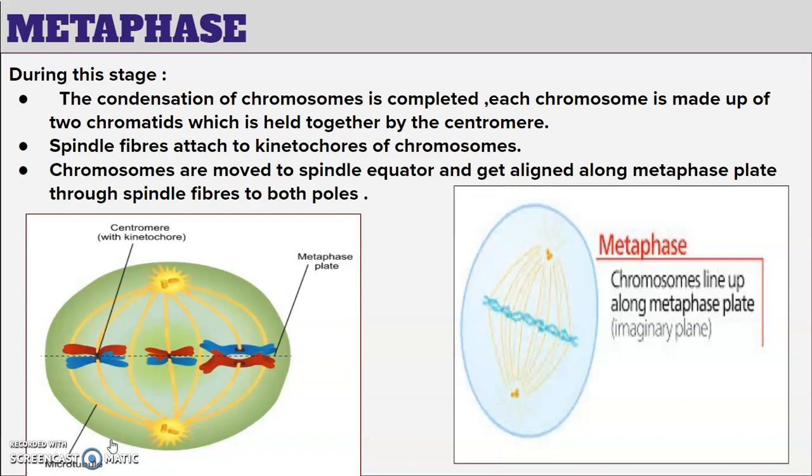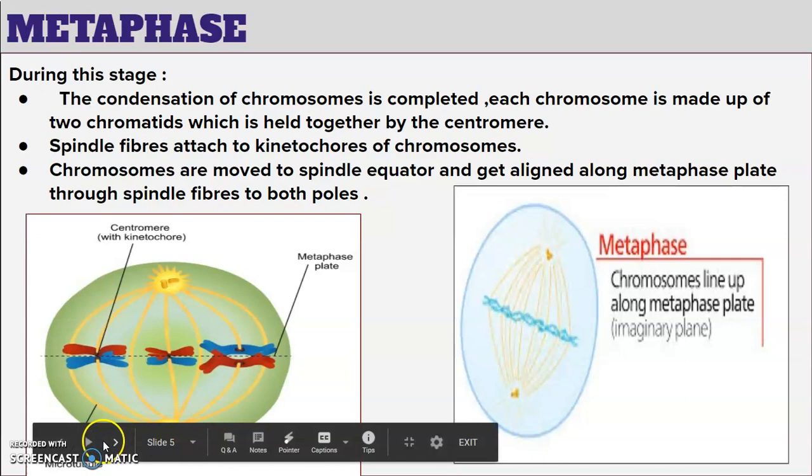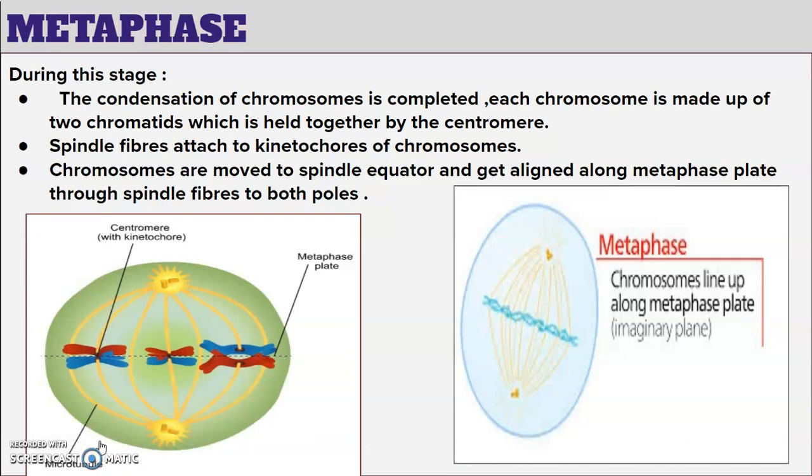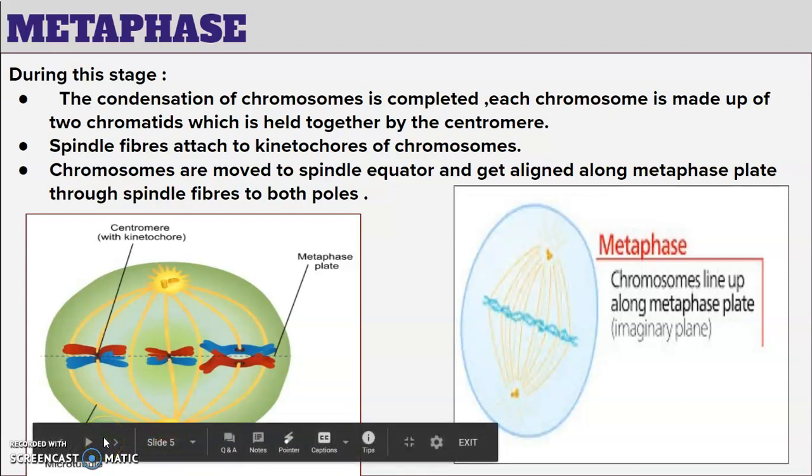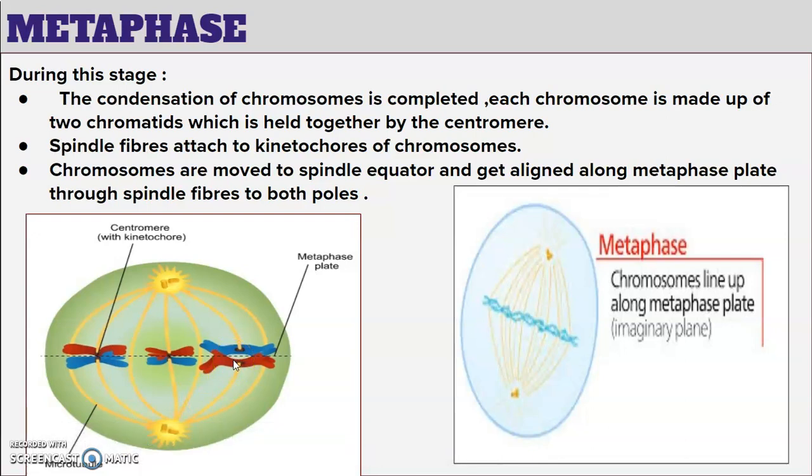The second stage after prophase, the next stage is called metaphase. During metaphase, that is the continuation of prophase, the condensation of chromosomes is completed. That means each chromosome can be clearly visible. Each chromosome is made up of two chromatids which are held together by the centromere. The spindle fibers attach to the kinetochore of chromosomes.